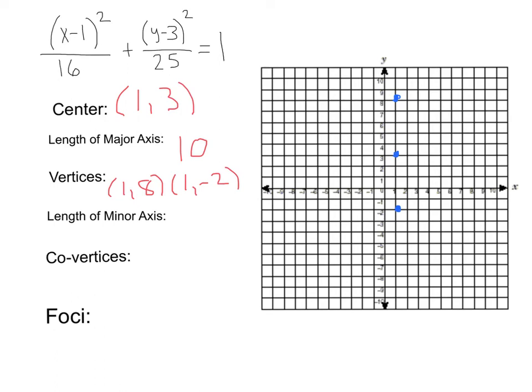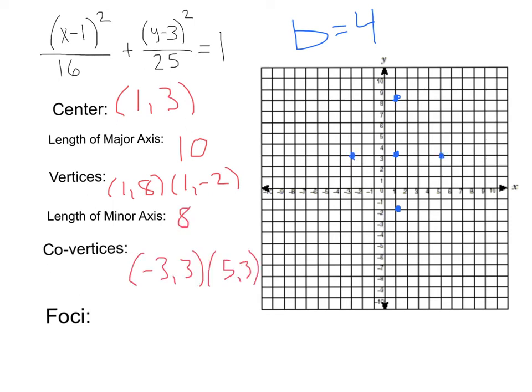Next up, minor axis. That's going to be the smaller of the denominators. In this case, 16 under the x squared term, so our minor axis is in the horizontal or x direction. Taking the square root of that, we'll get our b value of 4. Let's count those spaces. 1, 2, 3, 4. 1, 2, 3, 4. Giving us a minor axis length of 8 and covertices at the points (-3, 3) and (5, 3). Go ahead and connect the dots.